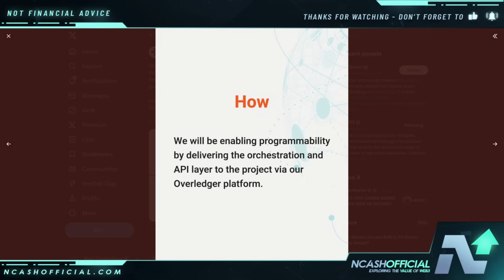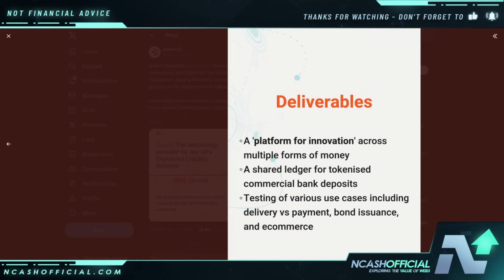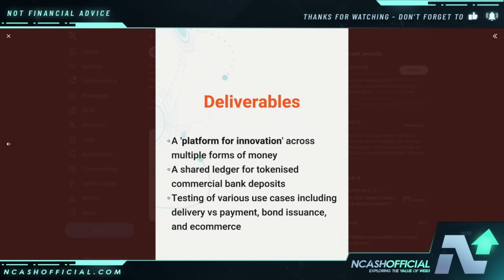How we will be enabling programmability by delivering the orchestration and API layer to the project via our Overledger platform. Why Quant? We developed connectivity and smart contracts for the UK's retail CBDC experiment. Also, these are the deliverables.